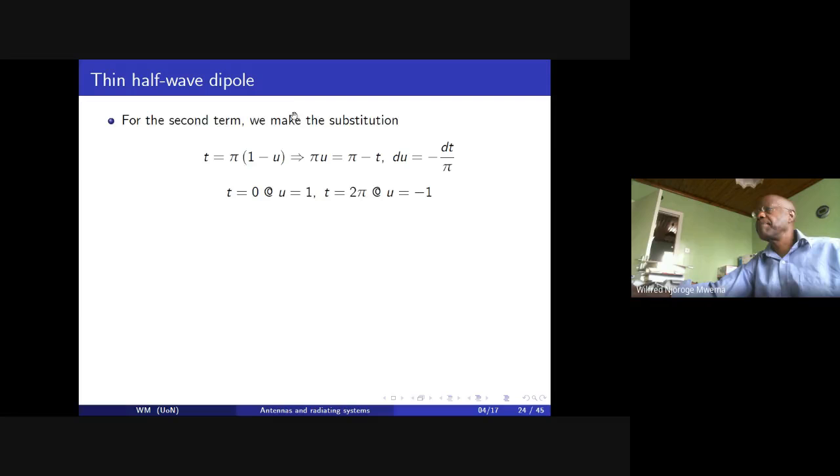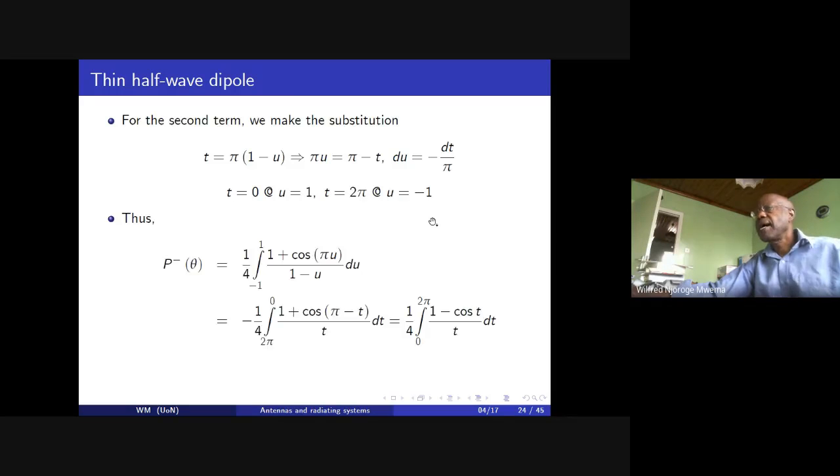So for the second term, we make the same substitution, but we use a different variable t, and we'll make it t equal to pi times (1 minus u), and therefore we can make the following values, and we see the values as they appear there. And thus, we see P minus of theta being given by that value divided by that over t.